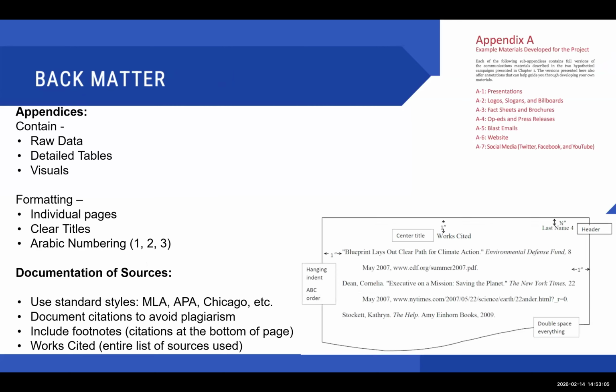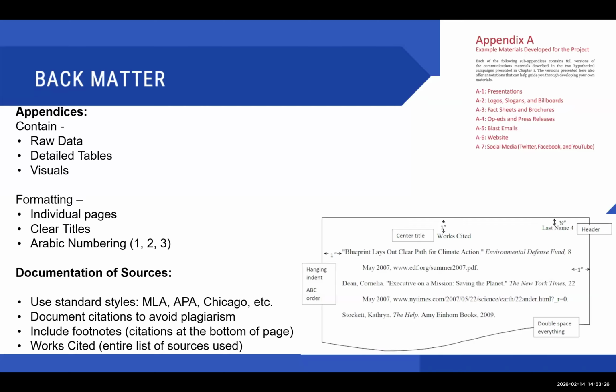There are 3 specific formatting rules from our text that you can see here. Each appendix must be on individual pages. They must have clear titles so they can be found in the table of contents. And they continue the Arabic numbering from the body of the report.